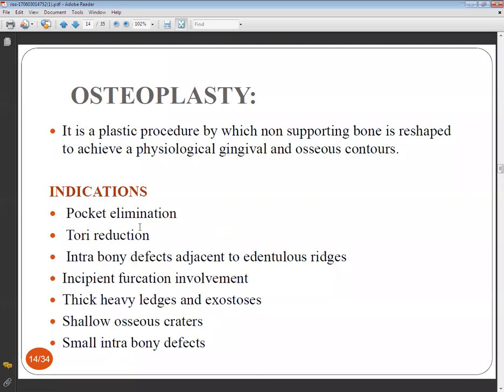So once again I'll repeat. Pocket elimination, tori reduction, to reduce the heavy ledges and exostosis, to correct the incipient furcation involvement, to correct the shallow osseous craters, and to correct the small intrabony defects.